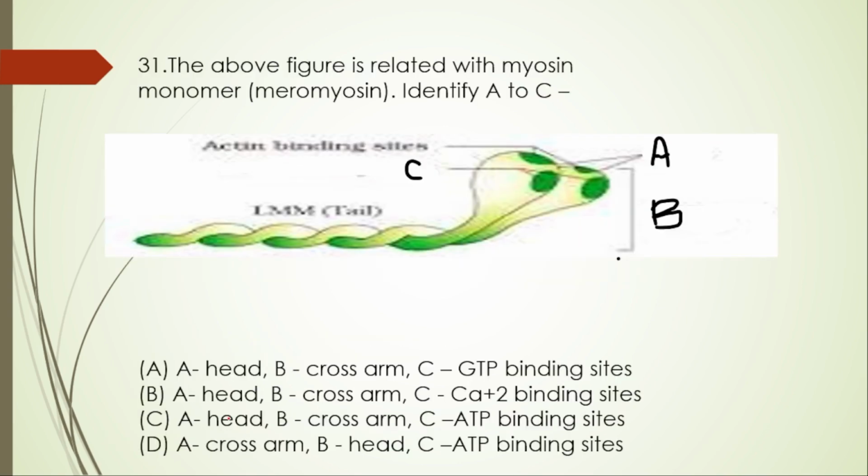Next question, that is question number 31. This is the myosin monomer structure. The below figure is related to the myosin monomer. Identify A to C. What is A, what is C, what is B? You must identify. A is the head, isn't it? And then B is the cross arm, and C is the ATP binding site. So here the right option is option C.